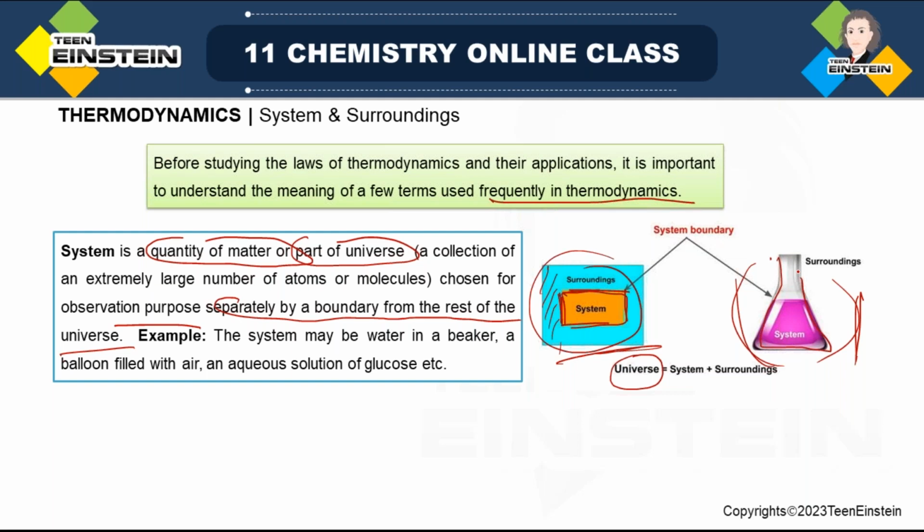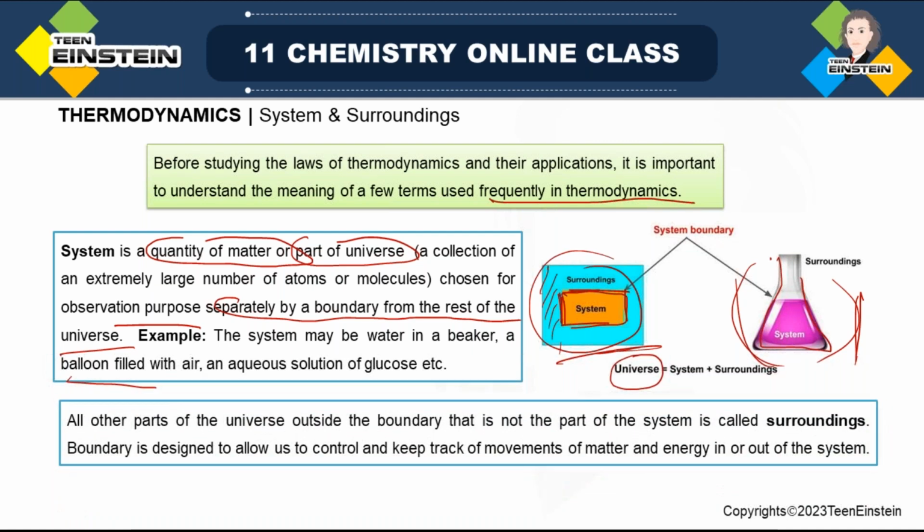Now this system, here the example is any solution, or it may be water in a beaker. Another example is, suppose you have a balloon filled with air. Here the balloon, that is the skin of the balloon, is actually the boundary. Then aqueous solution of glucose, etc. And what about surroundings? Obviously, except the system, all the other parts of the universe, which is basically outside the boundary region, and obviously this is not a part of the system, will be called surroundings.